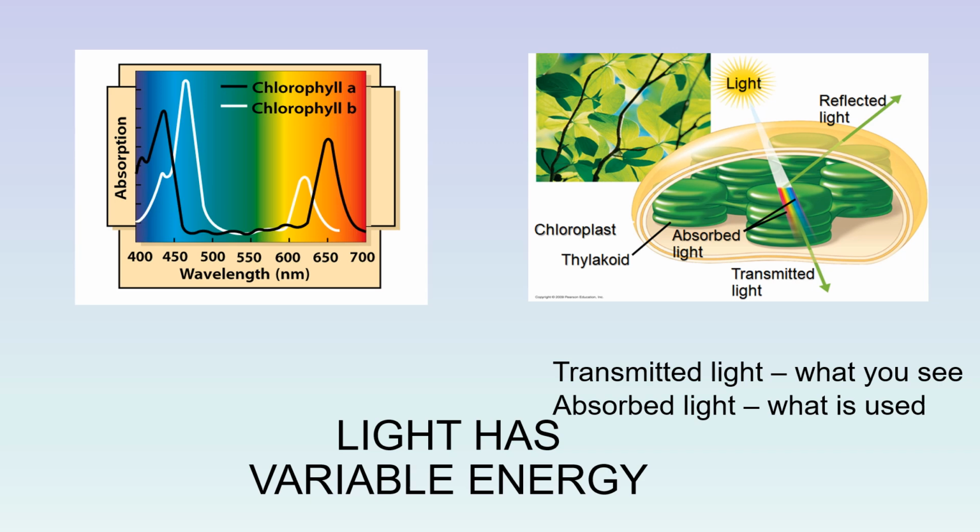If you want to think in terms of color instead of wavelength, go for it. This is not physics. It's fine for this class. Check out the graph on the left. It's a graph of the wavelengths or colors that are absorbed by the different chlorophyll pigments. And there's chlorophyll A and B.